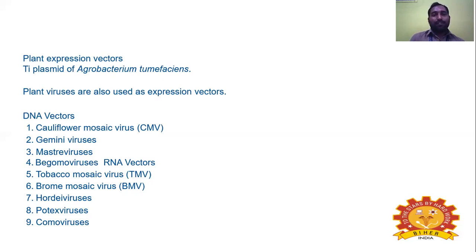The first one is the cauliflower mosaic virus, the second one, Gemini virus, and the third one, Mustard virus, and the fourth one, Badna virus. Then the RNA-based virus vectors: the fifth one, tobacco mosaic virus, and the sixth one, brome mosaic virus, and the seventh one, Hordei virus, and the eighth one, Potex virus, and the ninth one, we have Como virus. So these are the viral vectors which can be either DNA or RNA in nature.